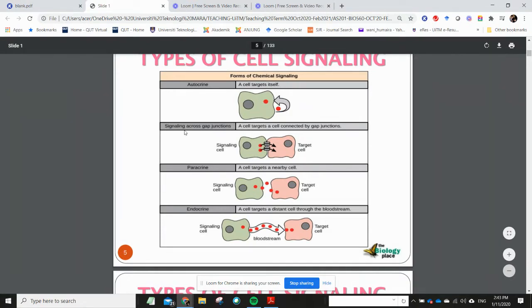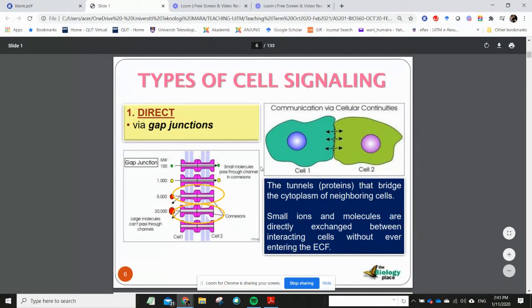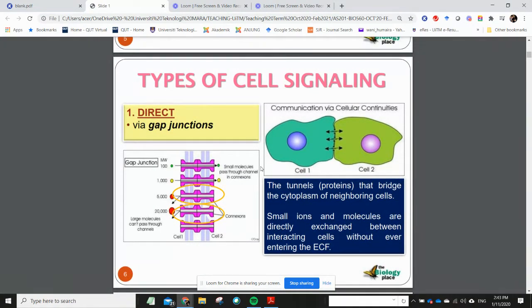Okay, the second one, signaling across gap junction. So a cell targets a cell connected via gap junction. So this is considered direct. Okay, this is the explanation for each type. Direct via gap junction: a tunnel protein that reaches the cytoplasm of neighboring cells.